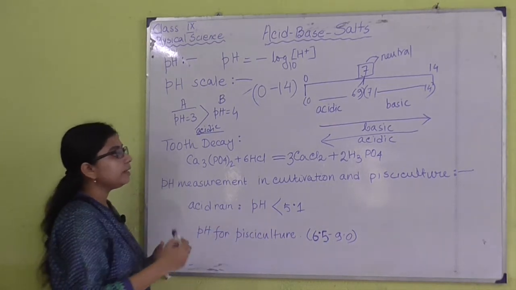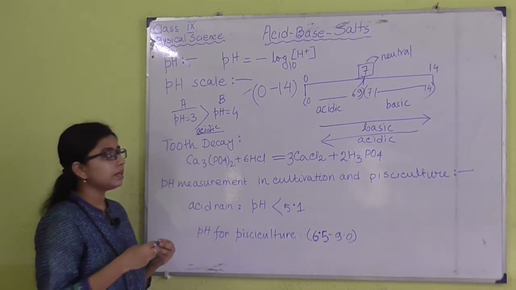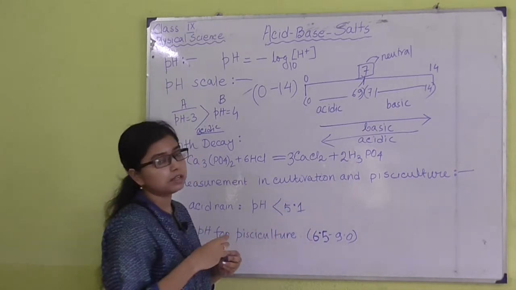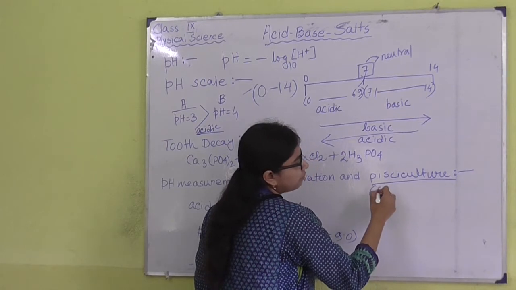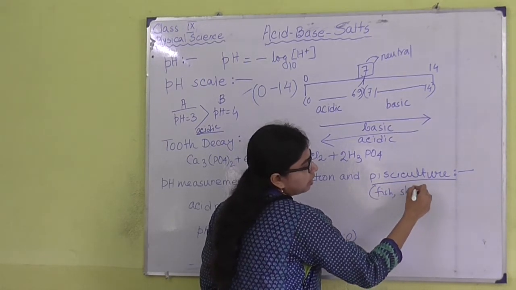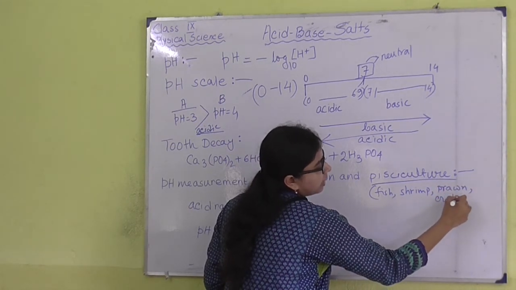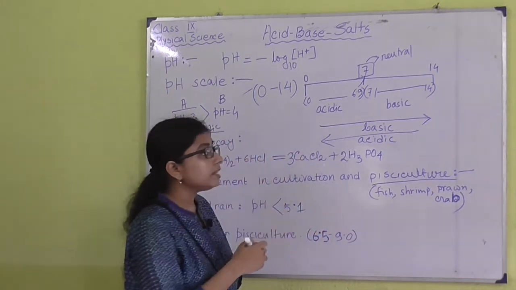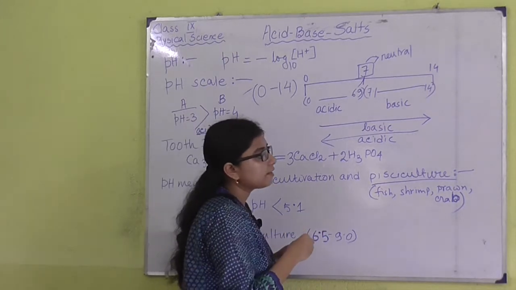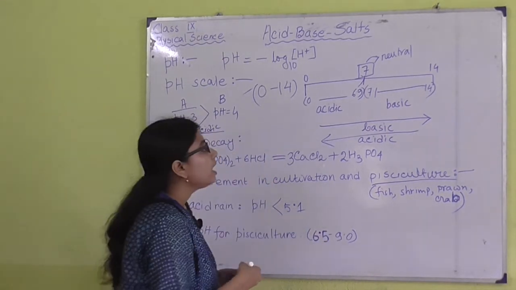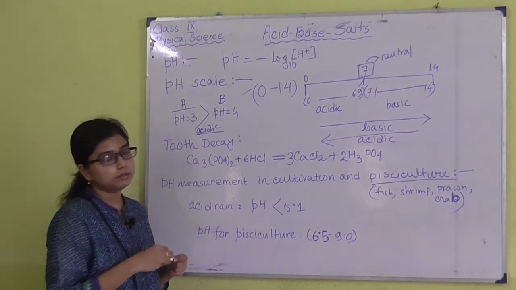Now we have another pH related story, that is how pH is important in cultivation and in pisciculture. Pisciculture means aquaculture. Okay. The cultivation of fish, shrimp and prawn, crab, all these kinds of aquacultural species is known as pisciculture. And in pisciculture and in cultivation, for both purposes, pH is very much important.